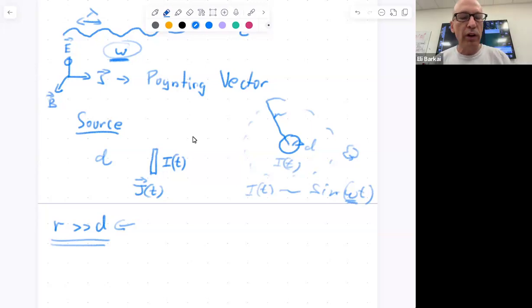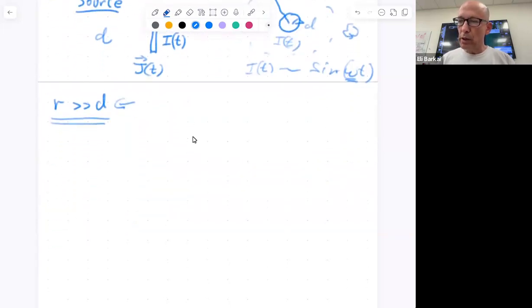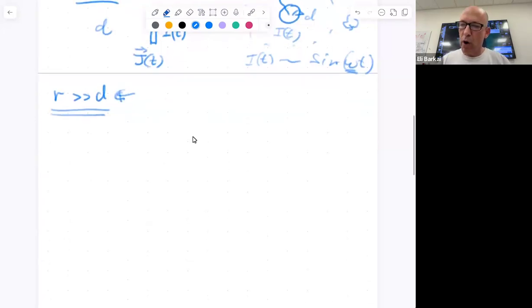This is the physical question. What is going on in these type of systems and what is the meaning of this radiation? If you have questions, please ask. So we will use this approximation. I will call it later maybe dipole approximation. You'll see the reason why.